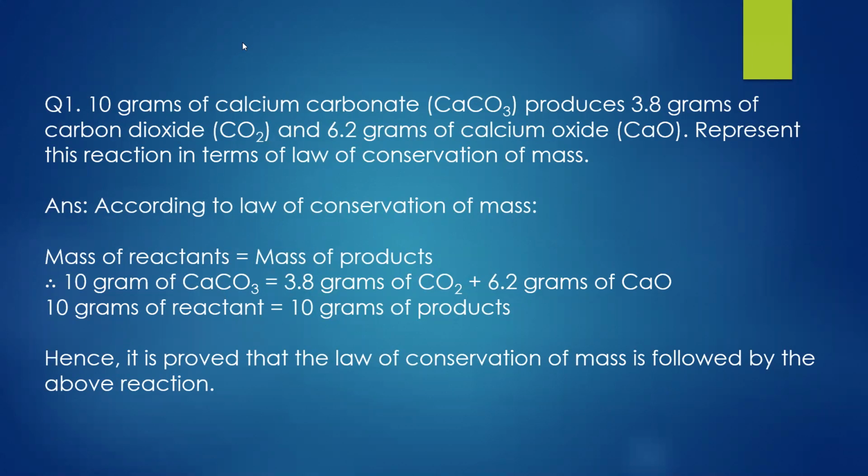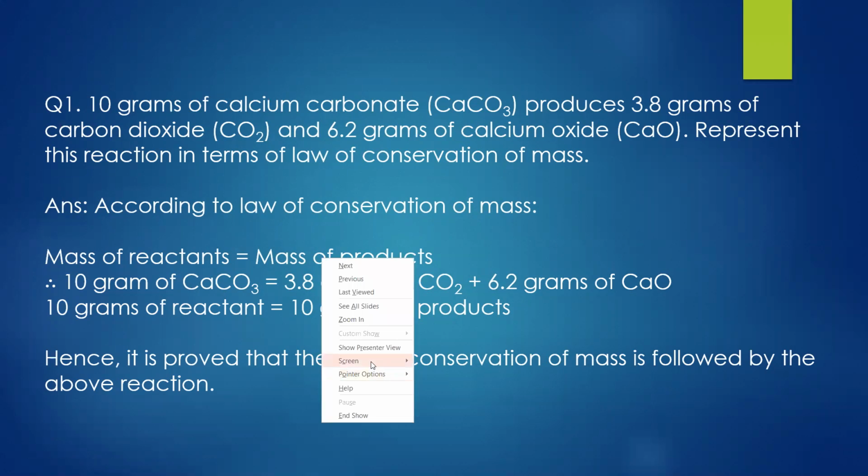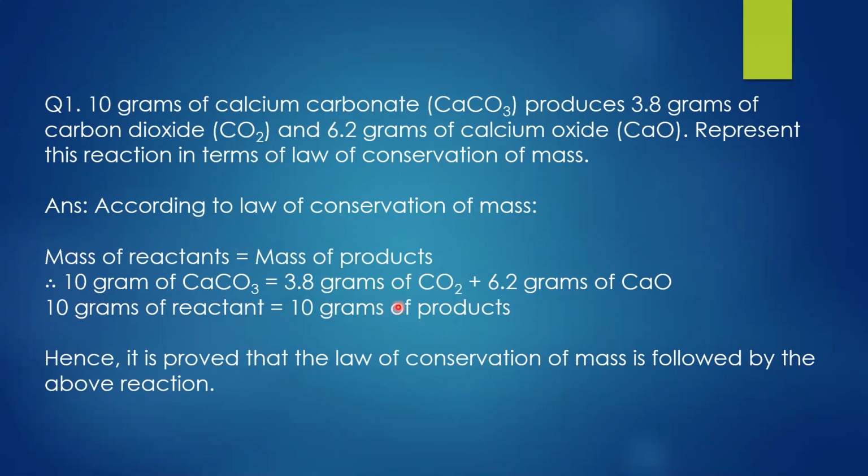Ten grams of calcium carbonate produces 3.8 grams of carbon dioxide and 6.2 grams of calcium oxide. Represent this reaction in terms of the law of conservation of mass. According to the law of conservation of mass, the mass of reactant is equal to the mass of product. Therefore, 10 grams of calcium carbonate is equal to 3.8 grams of carbon dioxide gas plus 6.2 grams of calcium oxide. Therefore, 10 grams of reactant will be equal to 10 grams of products. Hence, it is proved that the law of conservation of mass is followed by the above reaction.